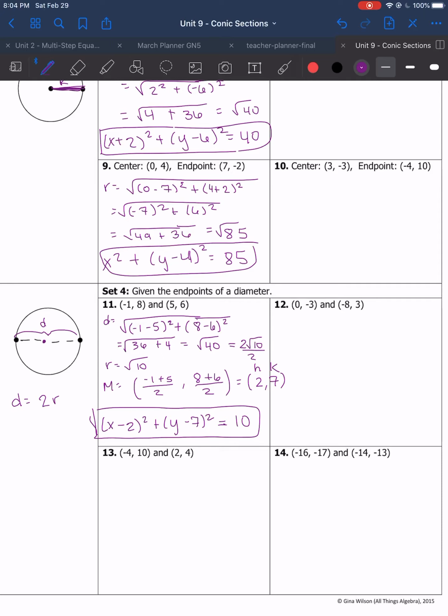Let's do one more. So we're going to do the same thing here. We're going to find the distance, or the length of the diameter, between these two points. So I'm going to have (-4 minus 2) squared plus (10 minus 4) squared, which gives me 36 plus 36, equals the square root of 72, which simplifies into 9 and 8, and 8 breaks into 4 and 2. So that gives me 6 square roots of 2. So that's the diameter, so I need to divide by 2, which gives me 3 square roots of 2 as my radius.